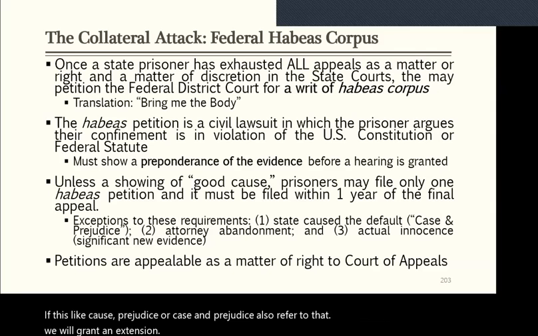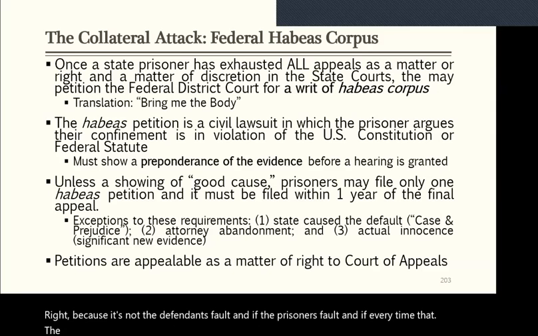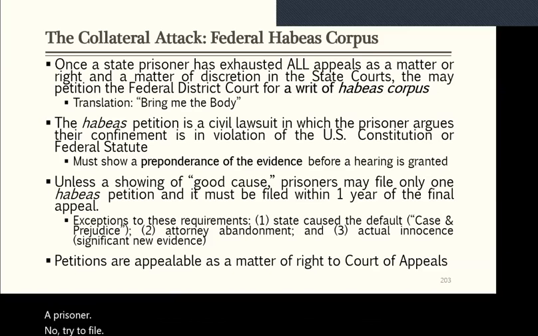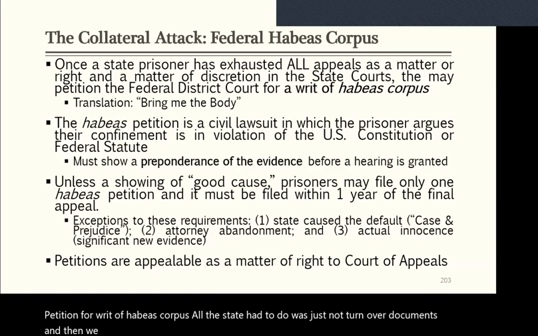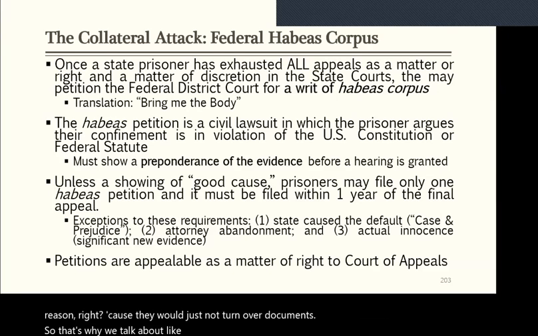Because it's not the defendant's fault, or the prisoner's fault, and if every time a prisoner tried to file a petition for writ of habeas corpus, all the state had to do was just not turn over documents and then we uphold it, that wouldn't be fair. There'd be no purpose for it. There'd be no reason, right? Because the state would just not turn over documents. So that's when we talk about the state causing the problem.